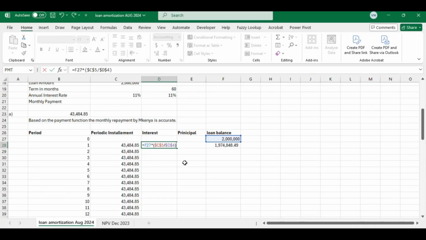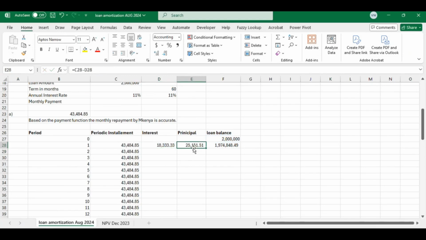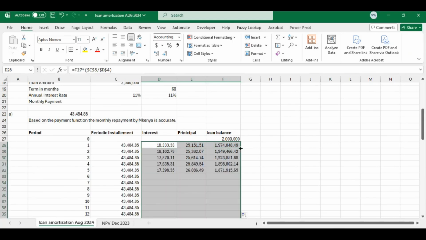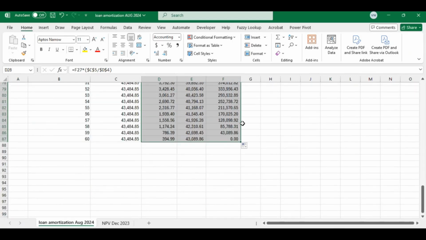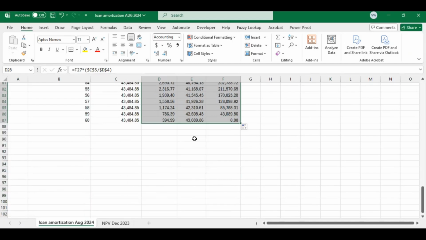Once I make it an absolute reference, I want everything else remaining to be on relative reference. Once we've ascertained that, we just use the fill option. And when we use the fill option, we just double click. And when you go to our period 0, you can actually see that it has filled everything up to period 60. At the click of a button, we've gotten the answer.